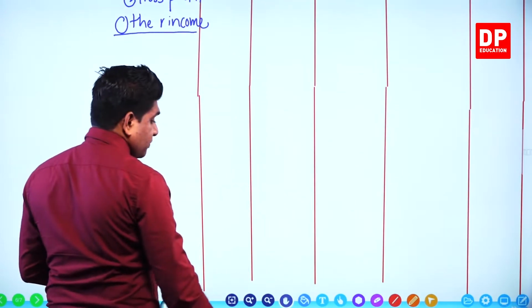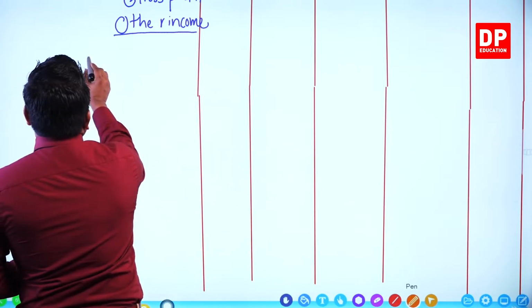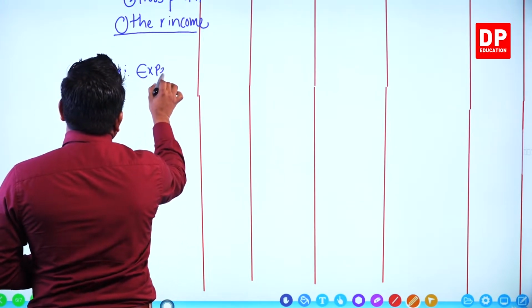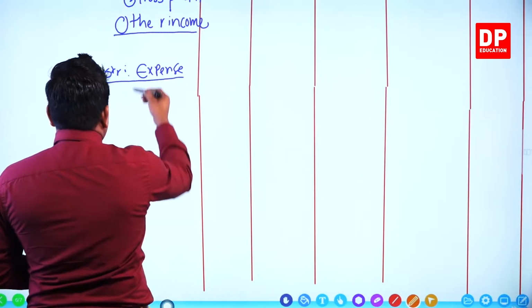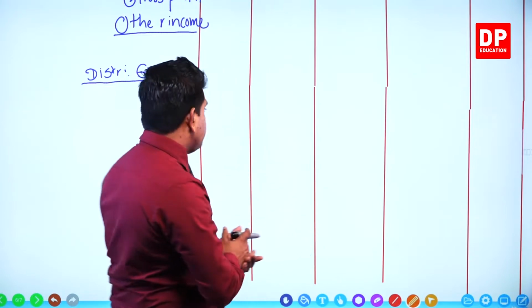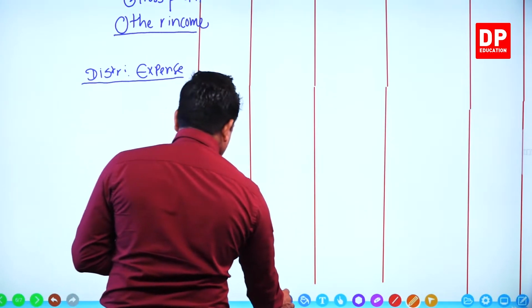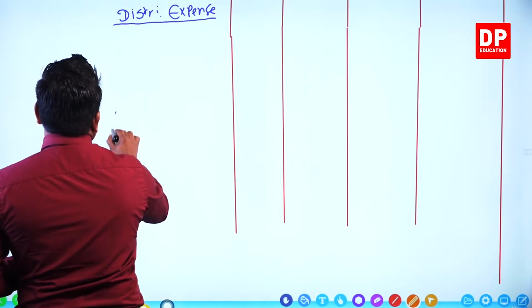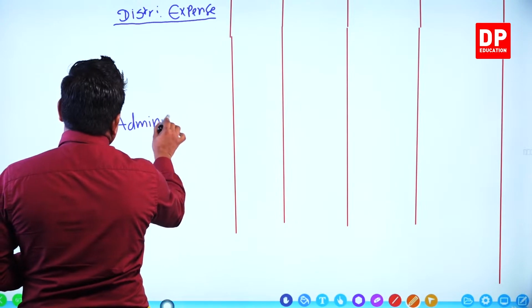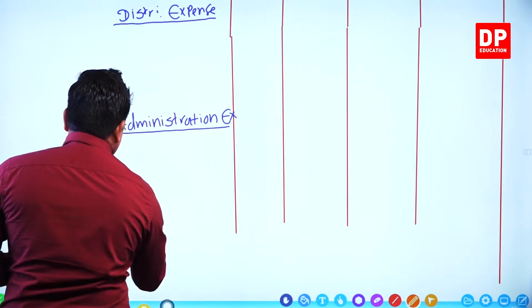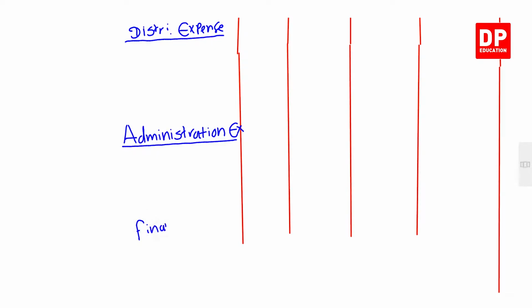After that, expenses. No, first we write what? Distributing expense, right? Then you give the space. You can count how many distributing expense that you have marked on the paper, right? Now you give the enough space to write the distributing. After that administration expense. Then financial expense. Right, okay, that side finish.